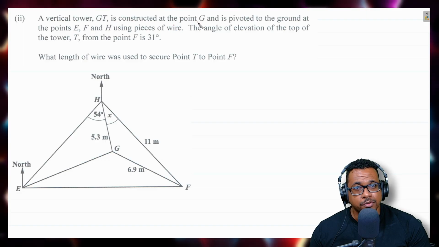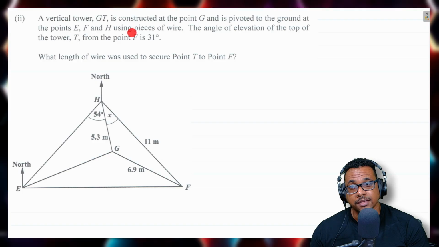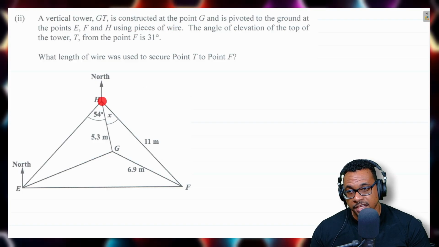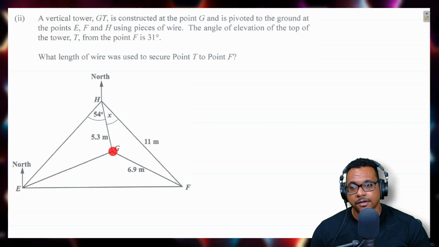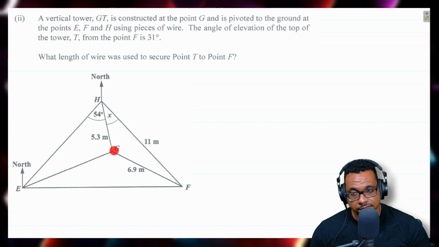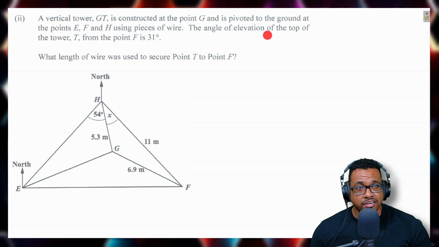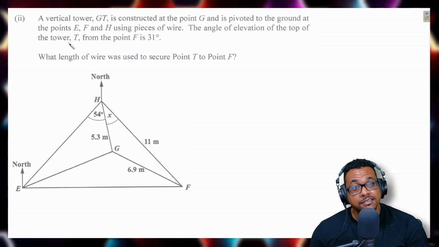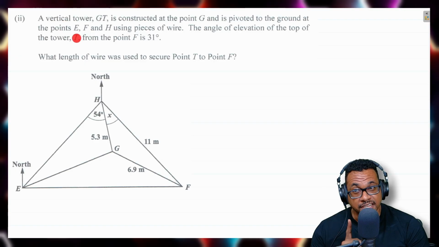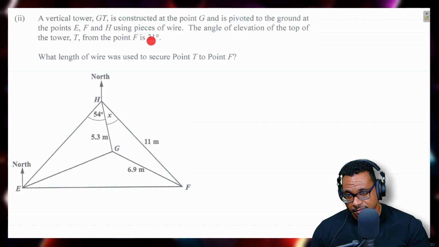It is constructed at the point G and pivoted to the ground at the points E, F, and H using pieces of wire. So from H to the top of the tower T, you're going to have a wire connecting. I know you're not seeing the T, all right, but T is the top of the tower. F to the top of the tower T, you're going to have a wire connecting it. And E to the top of the tower T, you're going to have a wire connecting to stabilize the tower. Now we're saying that the angle of elevation of the top of the tower T, the top of the tower is T, therefore G is at the bottom of the tower, from the point F is 31 degrees.